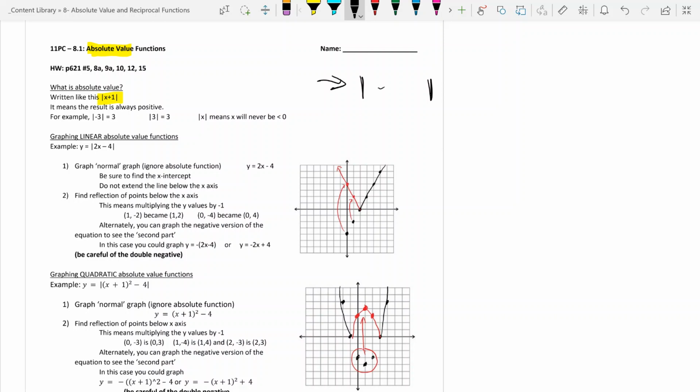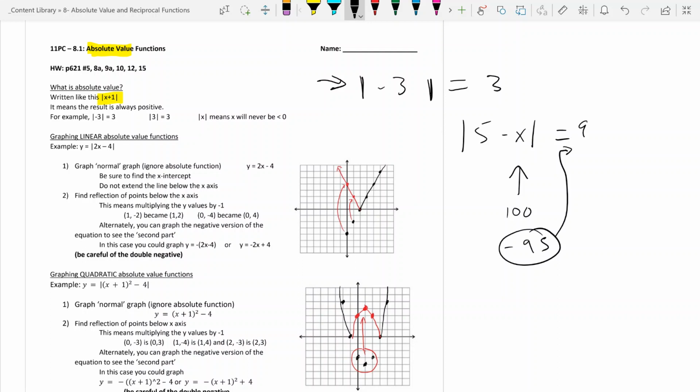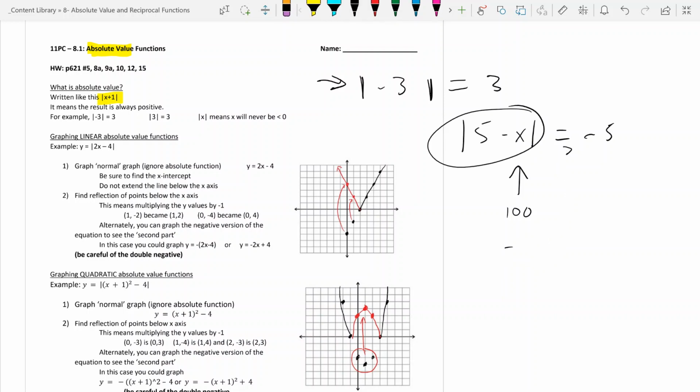The idea is that any negative number that is inside of this setup, which looks kind of like brackets, turns it into a positive. So if I had something like this, it doesn't matter what value I put in for x. If x was like 100, that would give me negative 95 as the answer. But because it's absolute value, it actually turns into 95. So essentially, you cannot ever get a negative number as a result of absolute value. Turns it positive.